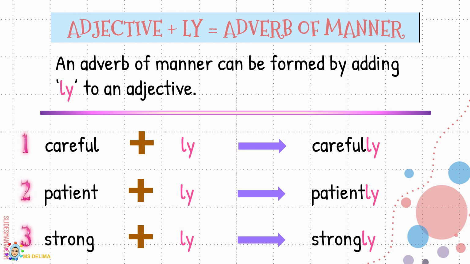The next one, patient. Patient plus ly becomes patiently. The last example is strong. Strong plus ly will become strongly. So we put ly after an adjective and then it will become an adverb of manner.